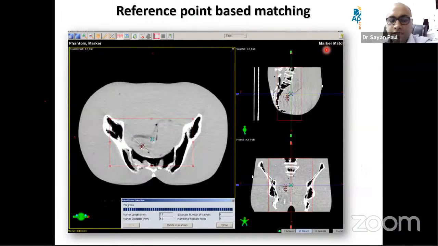Another thing you can do is, if you are using an internal fiducial marker, you can actually match the internal fiducial marker also with the cone beam CT scan and do image guided radiotherapy.